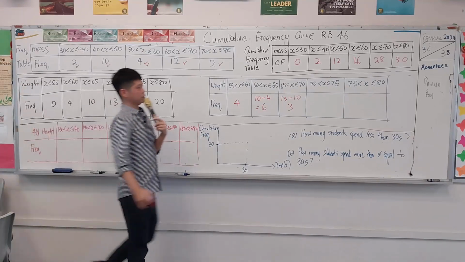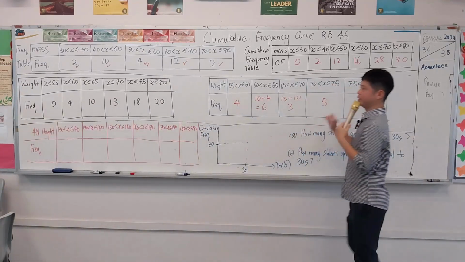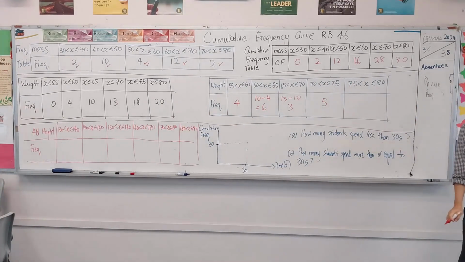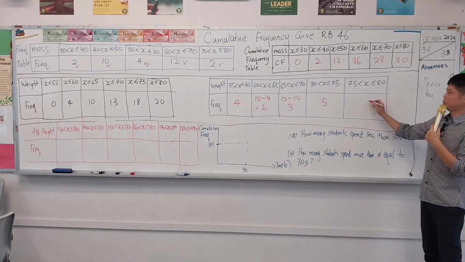5. And finally, how many students have weight between 80 and 75? How many? 2, right?